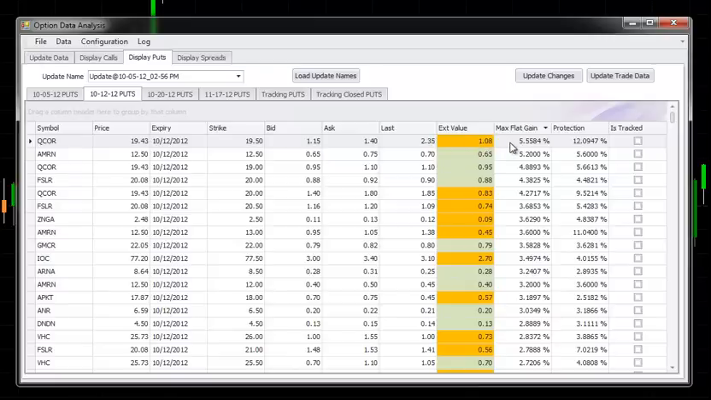So on this particular one, it's at 5.5%, almost 5.6% profit potential, and there's only one transaction. So that's the one I would choose.